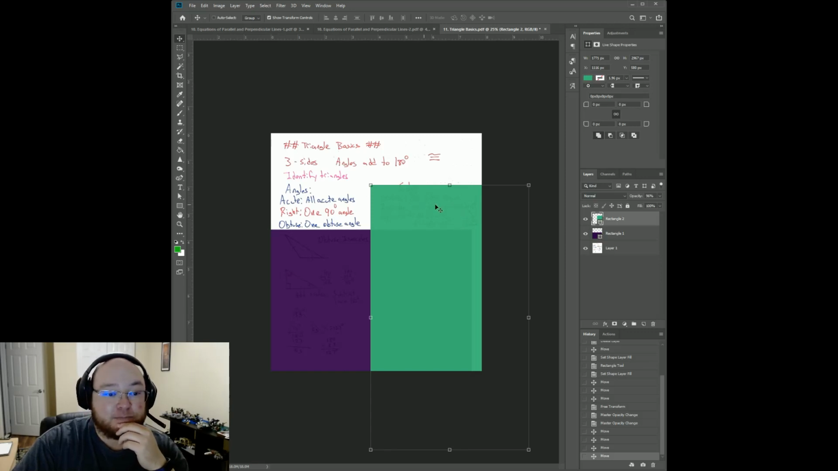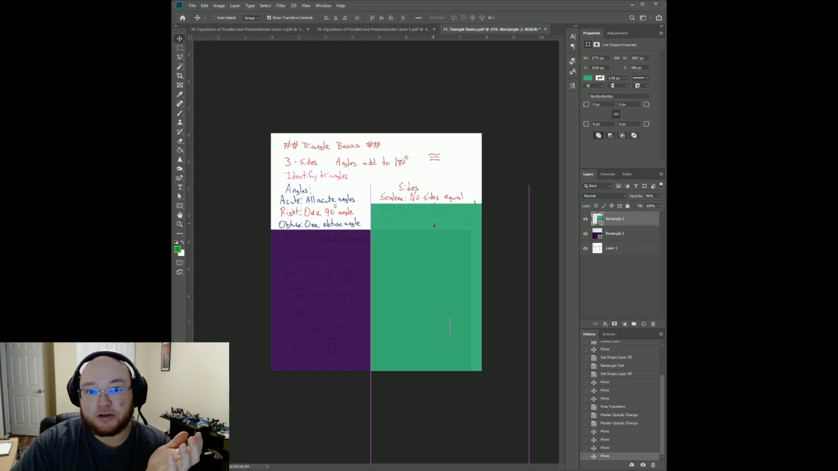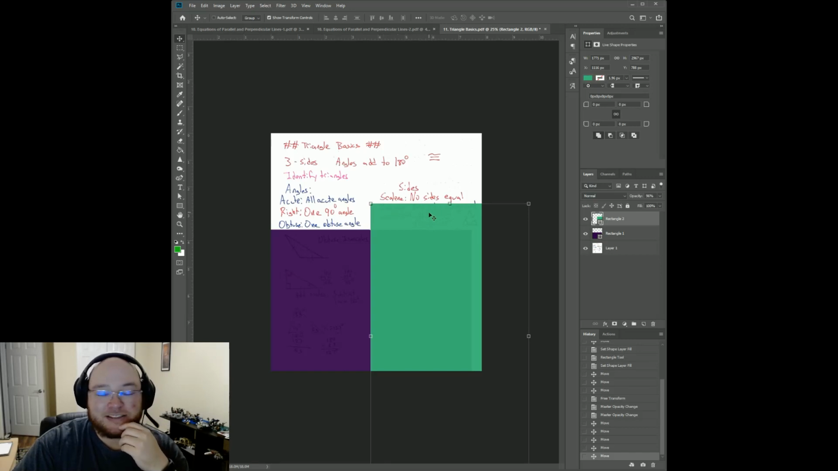This is the part that you might not remember as well. You also have to name a triangle for the congruency of its sides. So a scalene triangle has no sides equal. Every single side is different. Scalene is a word that derives from the word for messy or uneven.